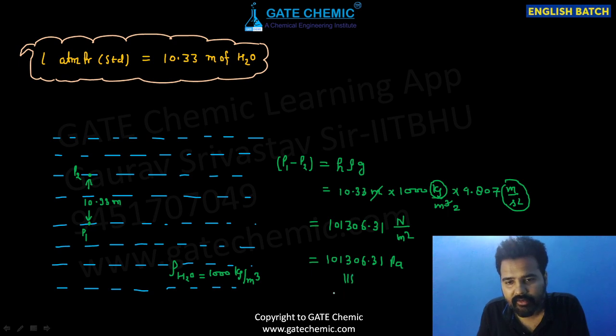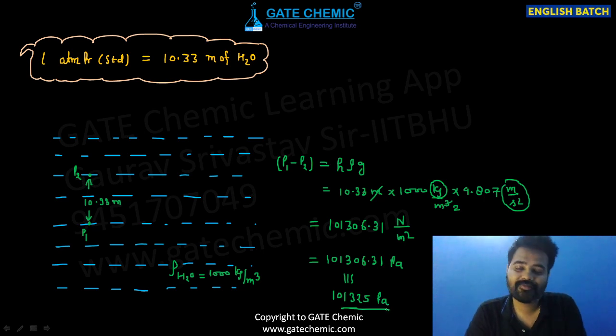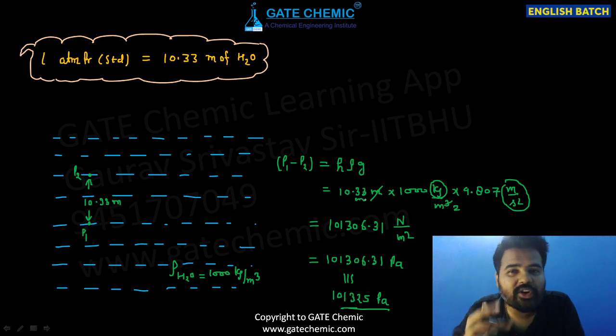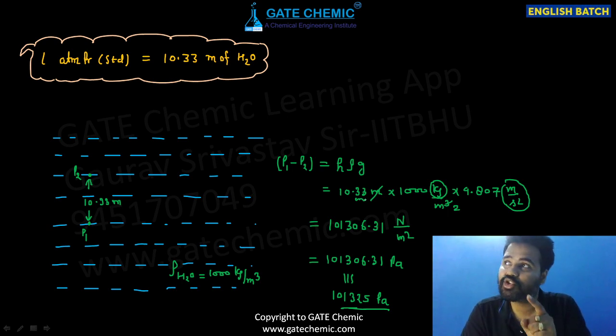You know, it is nearly equal to 101325 Pascal. That was your 1 atmospheric pressure. Sir, error is there? No, beta, error is not present in our calculation. This error comes because I took this just up to 2 decimal places. That means the third place I took 0, 10.33000000. But in reality, it's not exactly 10.33. That's why you got this error.